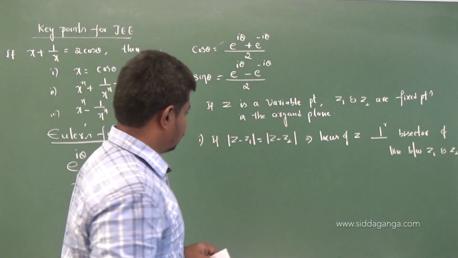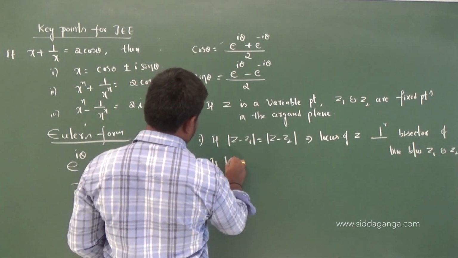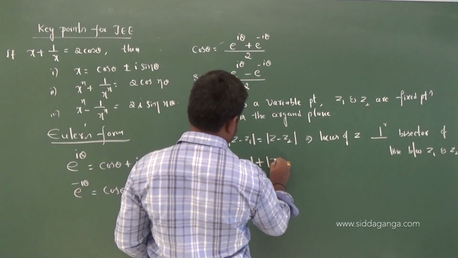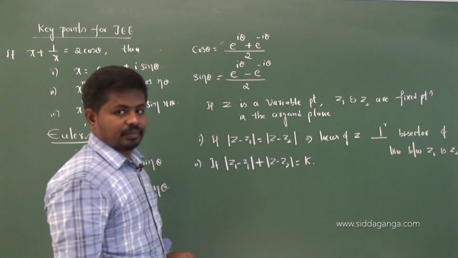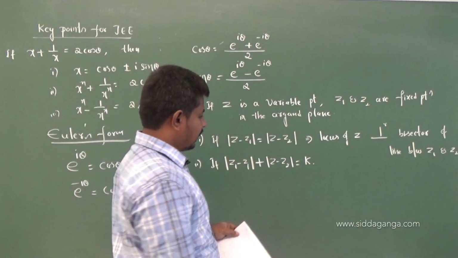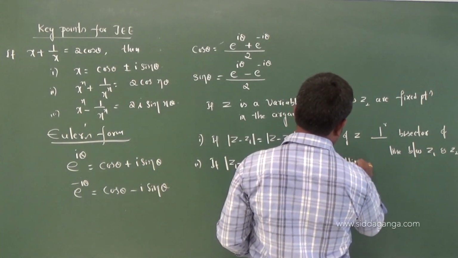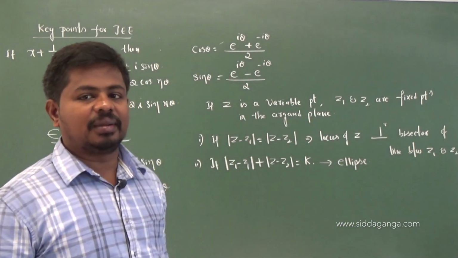And the second one is: if |z minus z1| plus |z minus z2| is equal to some constant k, then the locus of z is an ellipse. I mean, z lies on an ellipse.